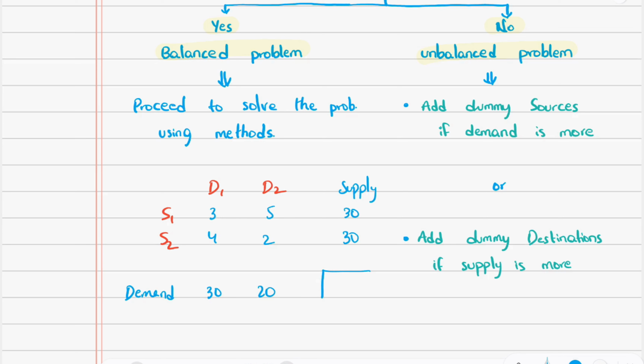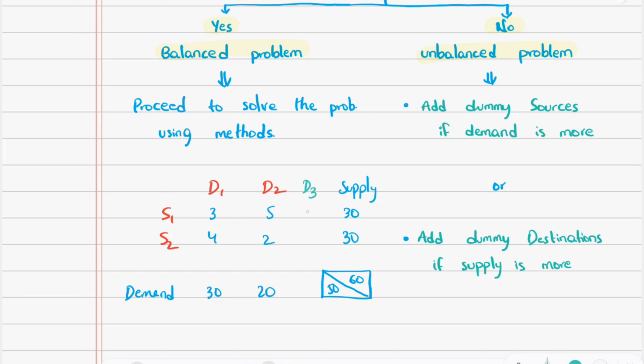Now look at the sum of supply and demand. The supply is 30 plus 30, 60. The demand is 30 plus 20, 50. You can clearly see this is an unbalanced problem. The total supply is not equal to total demand. Here the supply is more than the demand. If the supply is more, we need to add dummy destinations. Let's take a dummy destination D3 to balance the problem.